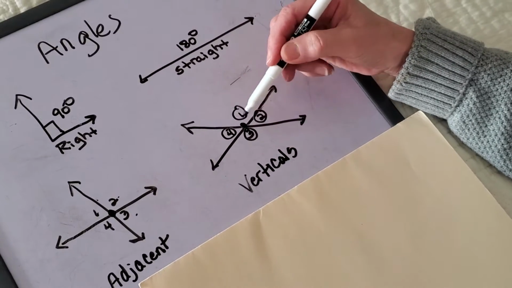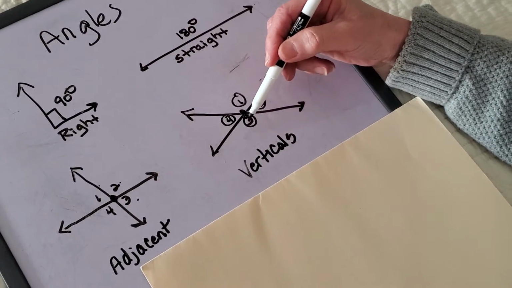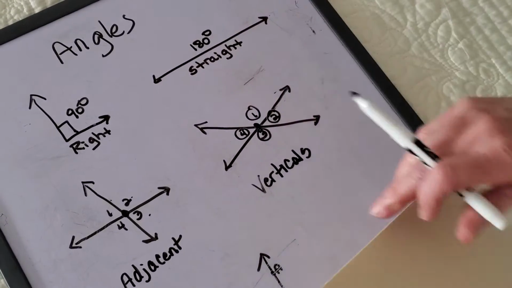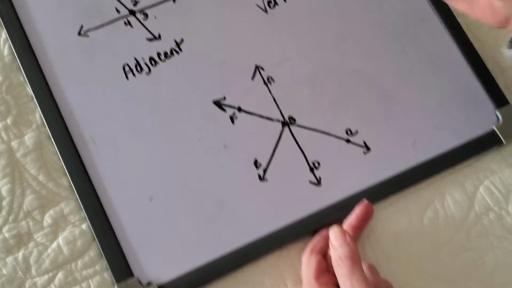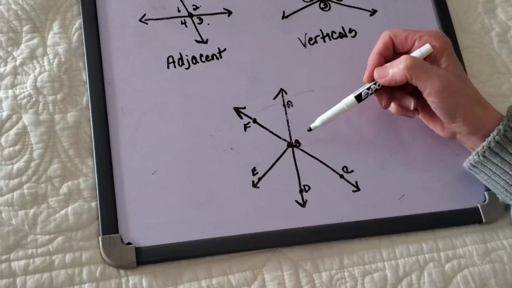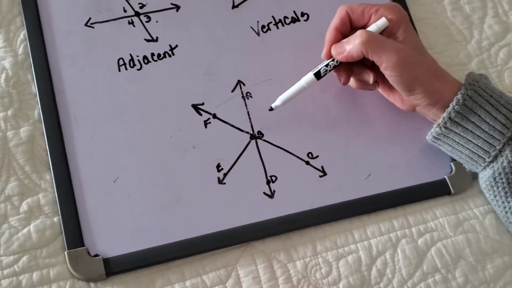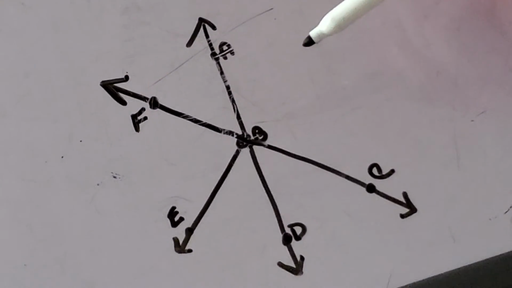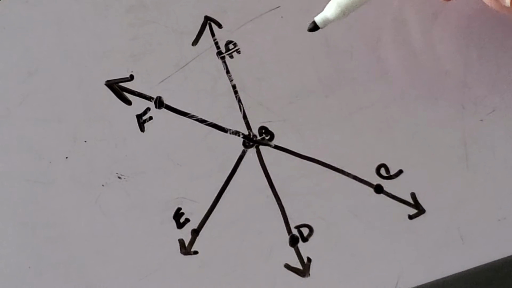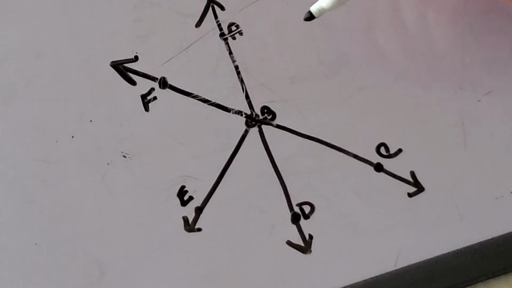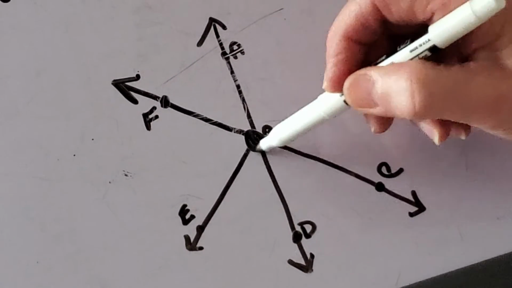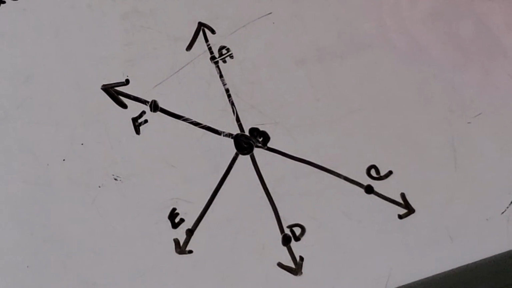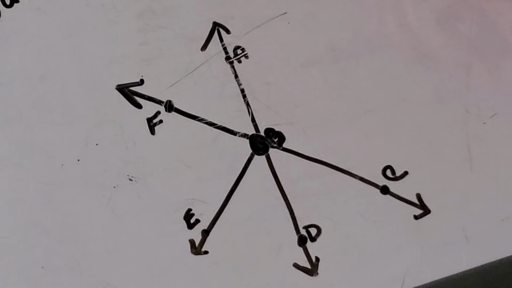In order to identify which angles are vertical and which angles are adjacent, there's a certain format that we're going to be using. Looking at this diagram, if I ask you to identify adjacent angles or vertical angles, you are going to use the format of 3 letters, an angle symbol, and the middle letter must always be the vertex. The vertex in this diagram is B, so every angle will have the letter B in the middle of it.